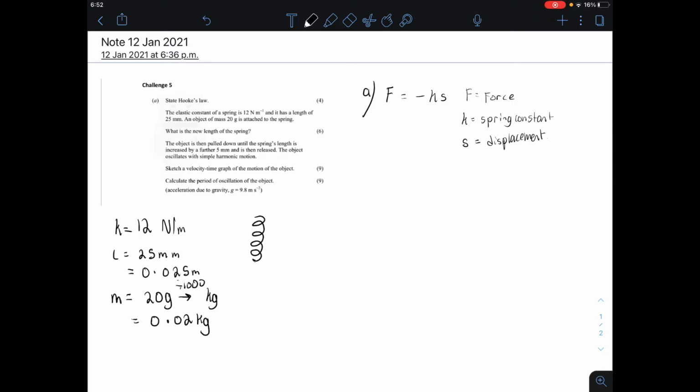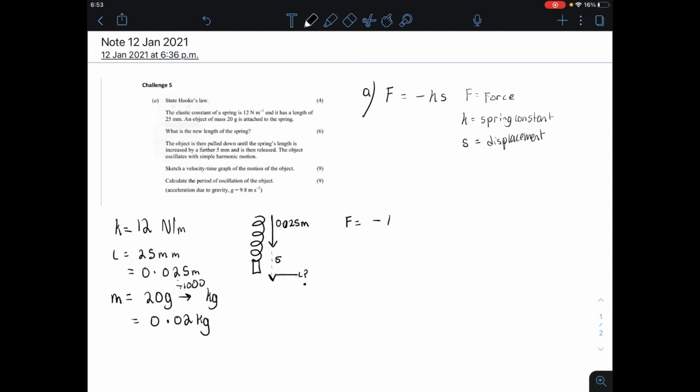If we want to find the length of the spring, let's draw a diagram of what we have. So we have a spring that was 0.025 meters. Due to the weight being added on, due to this applied force, the spring has been extended, and we want to know what is the new length. To find this new length, we're going to use Hooke's law to solve for the extension and then add it on to the original length.